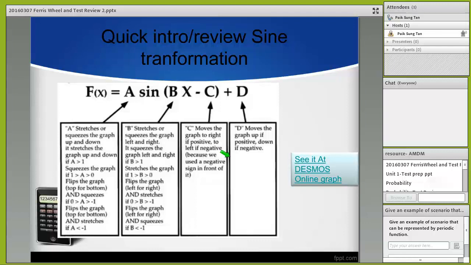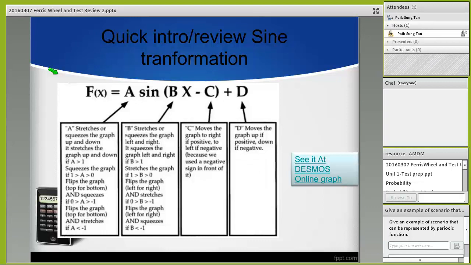content. All right. So the next part of the review or extension of the explanation that I'm going to show is a quick intro or review of sine transformations. You need this information to help you do well in your test and quiz.